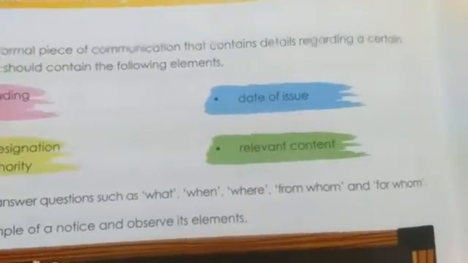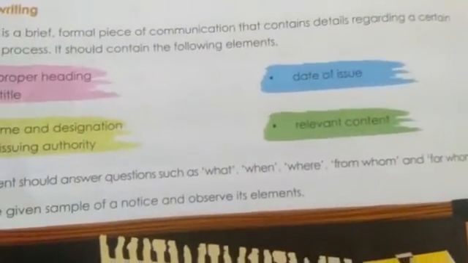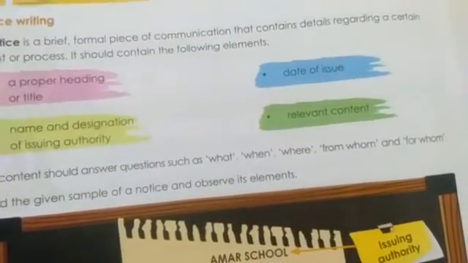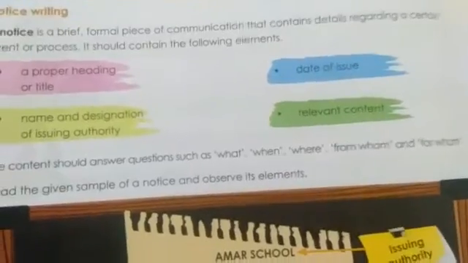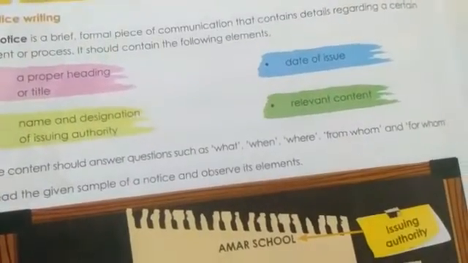Then relevant content. What has to be written in the notice? What has to be printed? The content should answer questions such as what, when, where, from whom, for whom. All these questions should be answered. So when someone looks at the notice, they must be able to understand what is written there. Okay, see, this is an example of a notice. Here, first thing is the issuing authority.